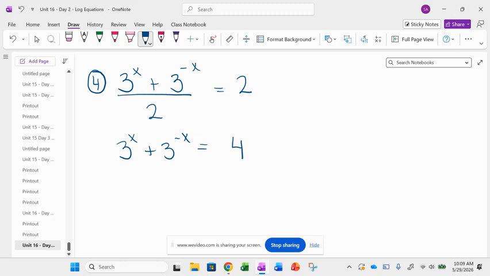Now, looking at those exponents, I know both of them have a base of 3. But is one exponent double the other one? No. So I'm still going to use substitution, and I'm going to let m equal 3 to the x. So if I'm letting m equal 3 to the x, I have m plus m to the negative first power equals 4.